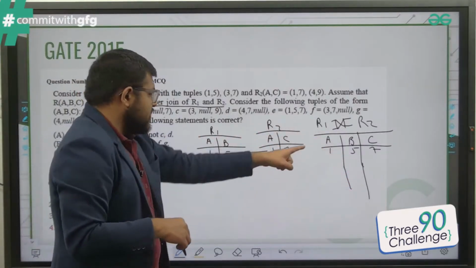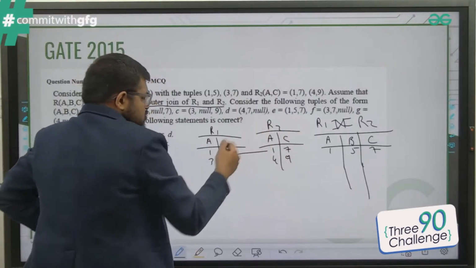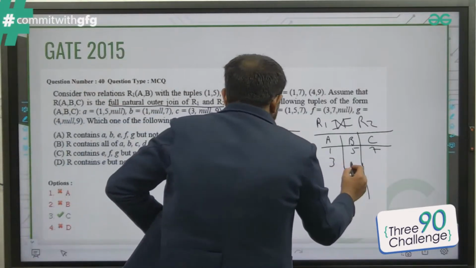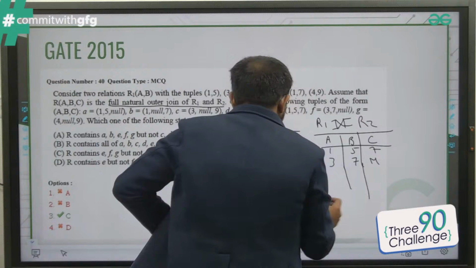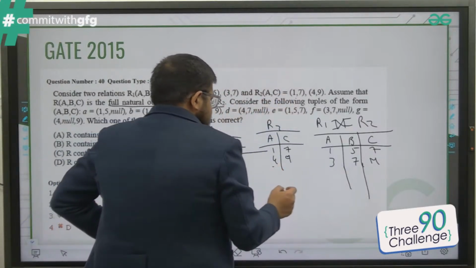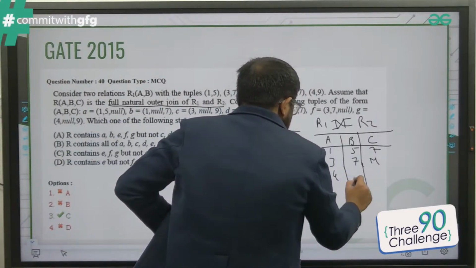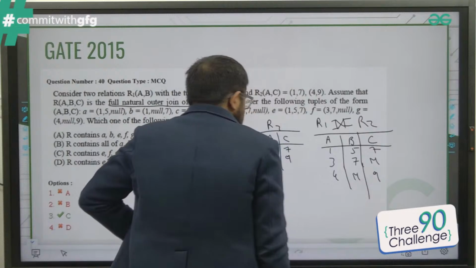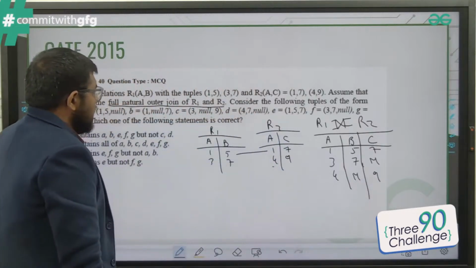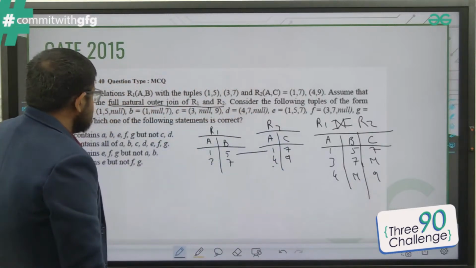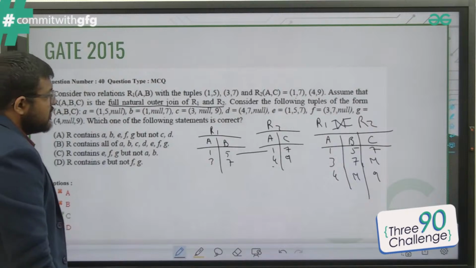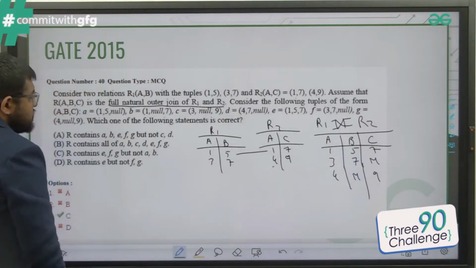Okay, because 1 has matched. Now for 3 there is no matching, so you take 3 7 null, and for 4 also there is no matching, so you take 4 null 9. Okay, and what does it say? Consider the following tuples of the form. Which of the following statements is correct?